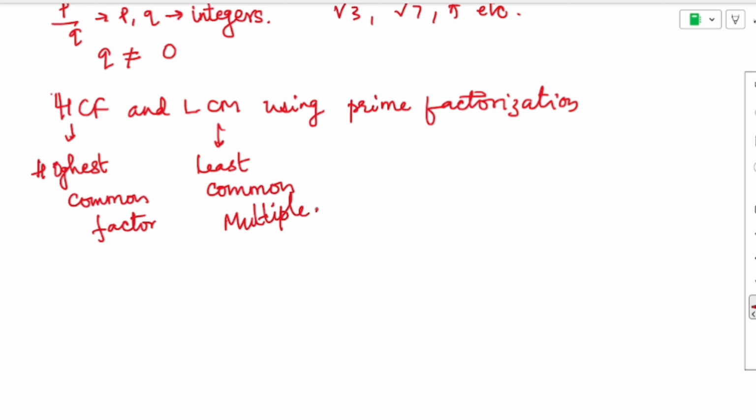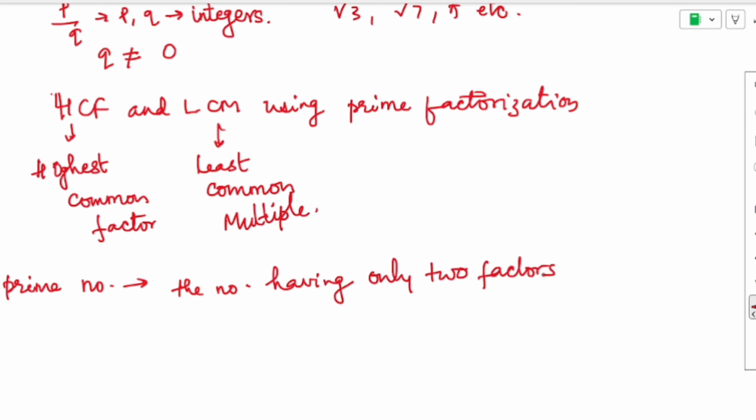What is prime factorization? Before that we must know prime numbers. Prime numbers are the numbers having only two factors, that is 1 and the number itself. What are prime numbers? The numbers having only two factors, that is 1 and the number itself, or the numbers divisible by only 1 and by itself, are called prime numbers.